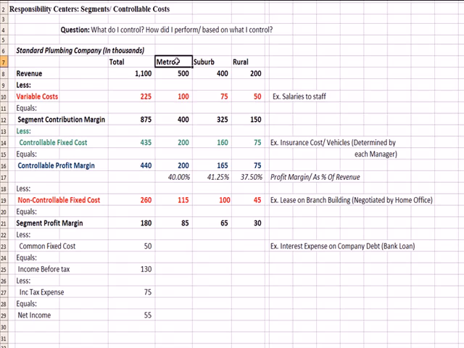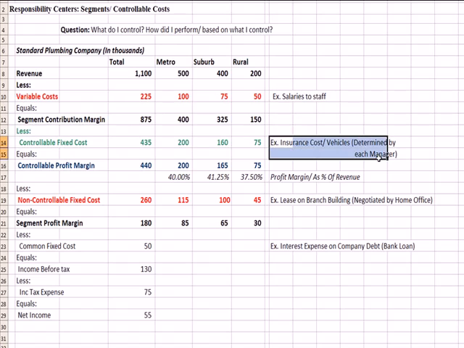So for each segment, metro, suburb, rural, we have a segment contribution margin that adds up to a total. Remember in prior videos, revenue minus variable cost equals contribution margin. The next thing we subtract in an income statement type analysis is a controllable fixed cost. We say controllable because this is a cost that a manager can make a decision on and control.